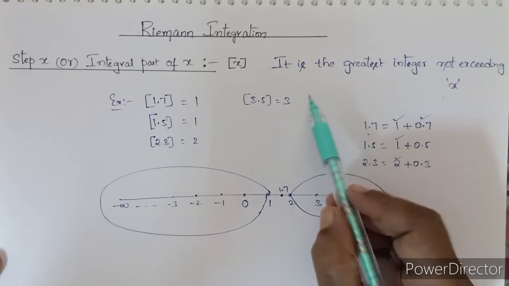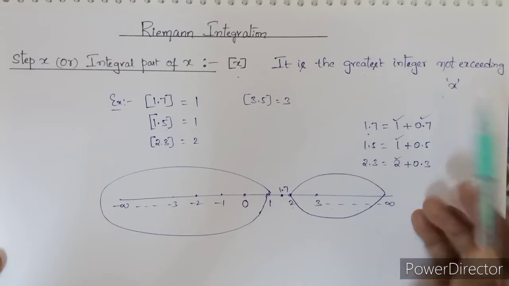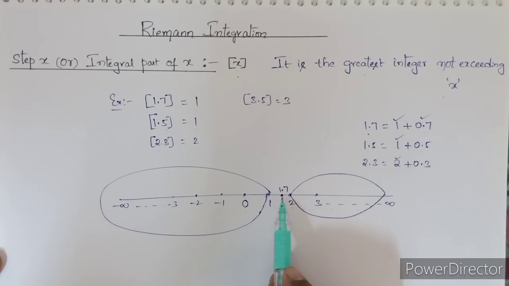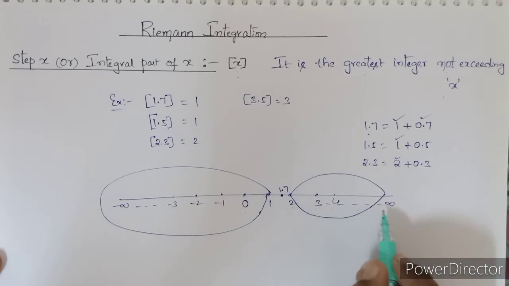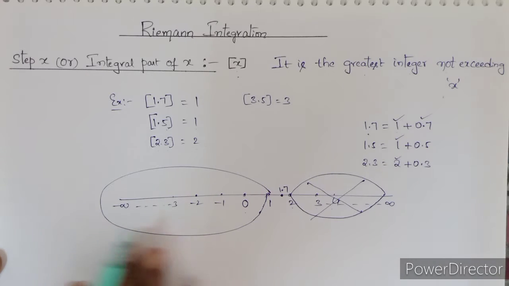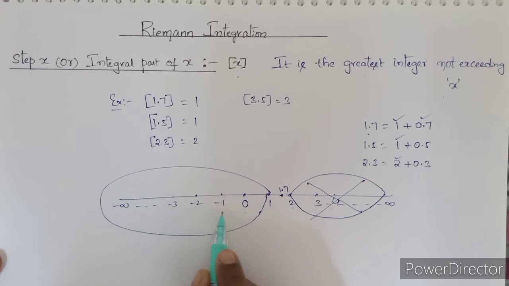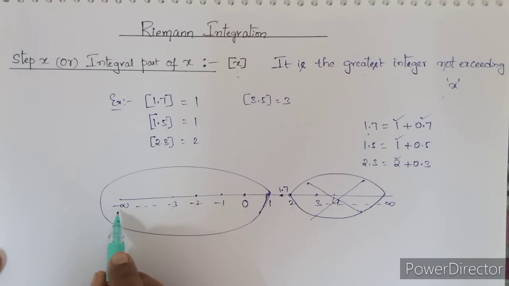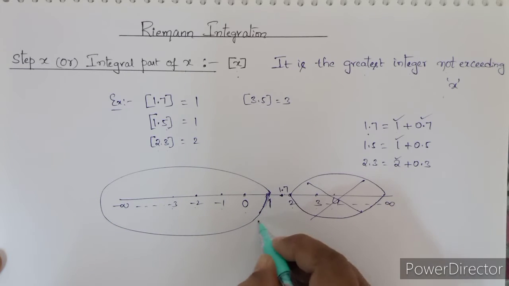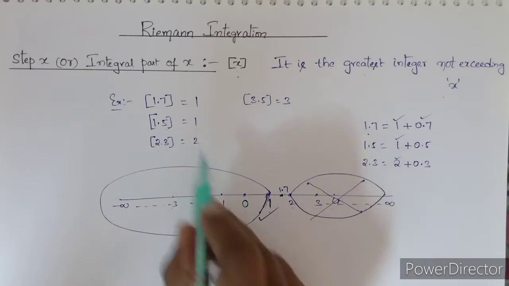So what we have discussed in the definition: step x is the greatest integer not exceeding x. These are all the integers 2, 3, 4. All these are exceeding 1.7. So we neglect all those values. Now we'll see what are the values which are not exceeding 1.7. Minus 3, minus 2, minus 1, 0, 1. All these are not exceeding 1.7. Out of all these integers, 1 is the greatest integer. That is why step of 1.7 is 1.